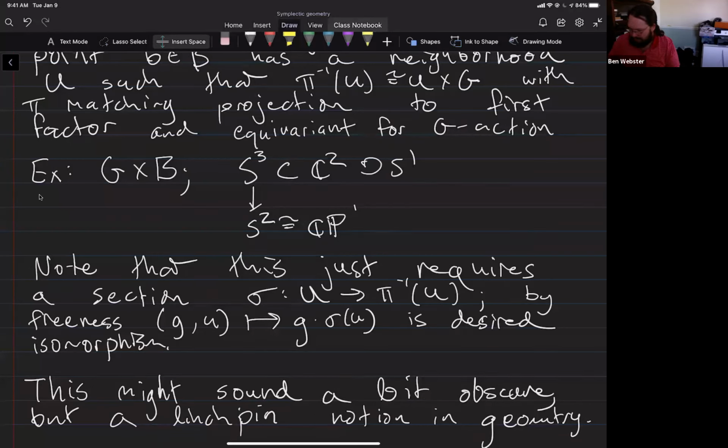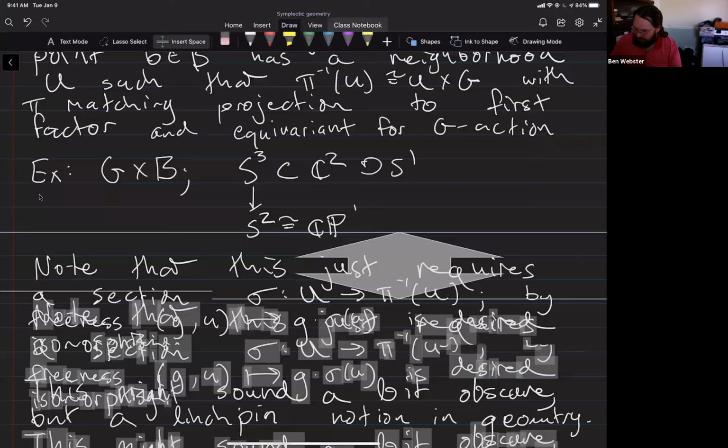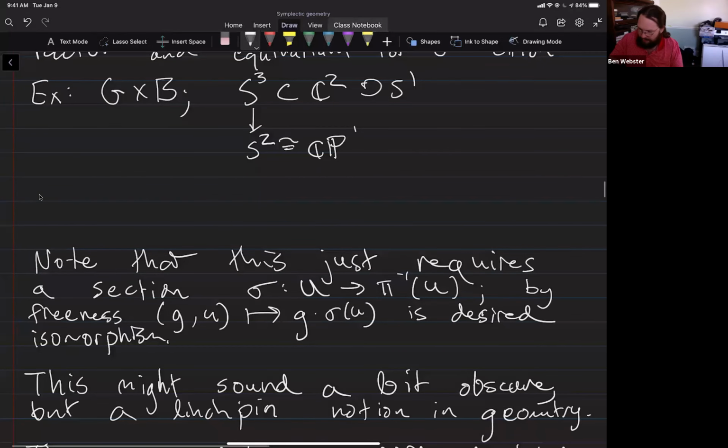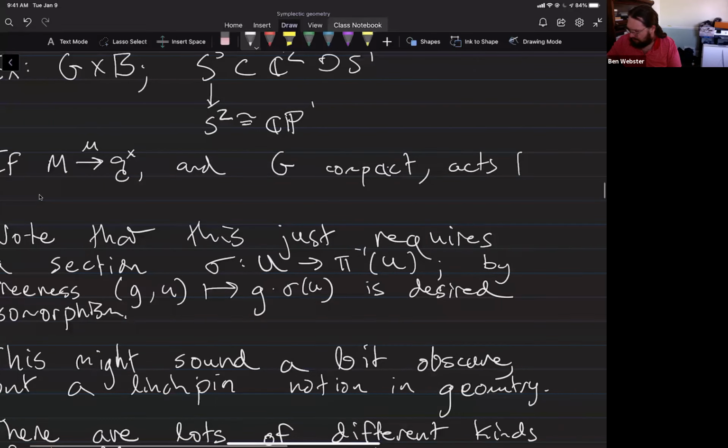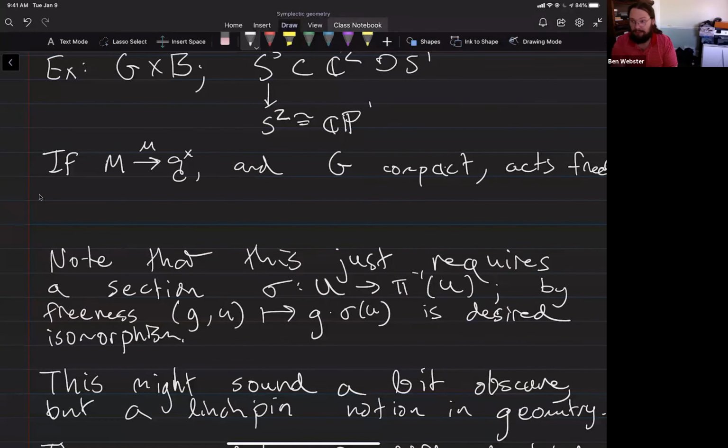Another important source of these for us is this: if I have a Hamiltonian G-space X, and G is compact and acts freely on the moment map level, then the moment map level mapping down to the symplectic reduction is a principal bundle.